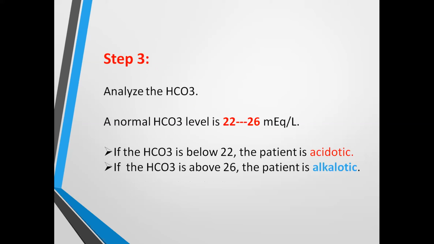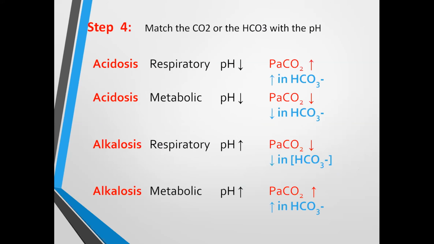Step 3 is basically bicarb. The cutoff value or the normal range of bicarb is 22 to 26. If it is below 22, this is basically acidotic. If it is above 26, it is alkalotic.